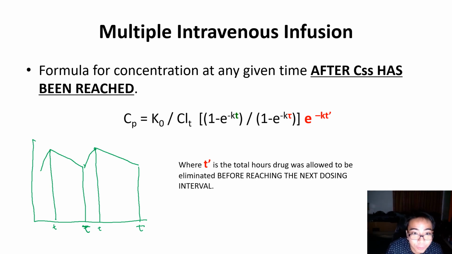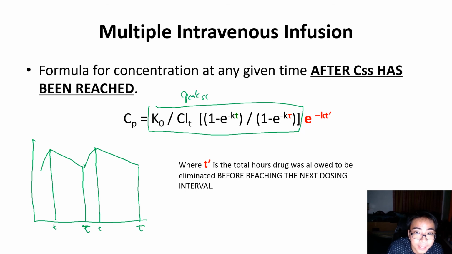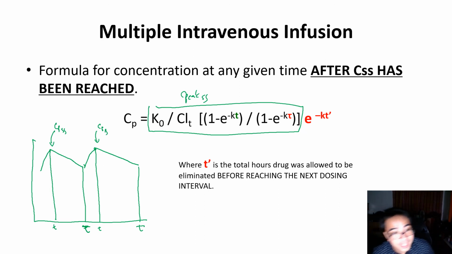Kaya nga, andito yung formula na to. Okay, this is the formula for C peak SS. Alright. So, ito yon, C peak SS. Tapos, gano katagal ko siya hinayaang ma-eliminate before reaching the next dose. So, before reaching this point here, usually andito lang yung T prime na yan. So, bahala ka na. Gano katagal mo hinayaang mag-eliminate after reaching the peak concentrations.